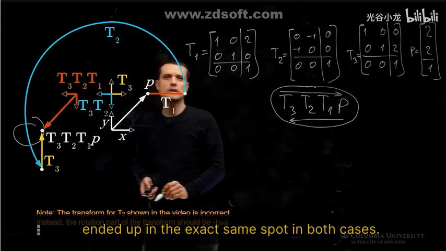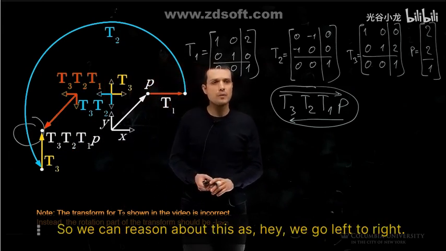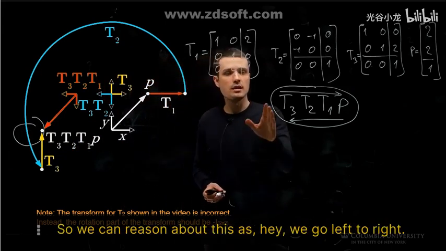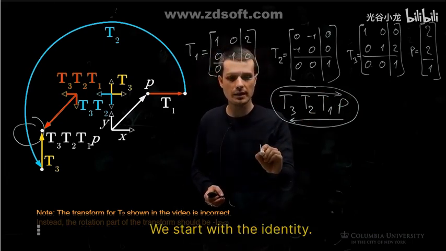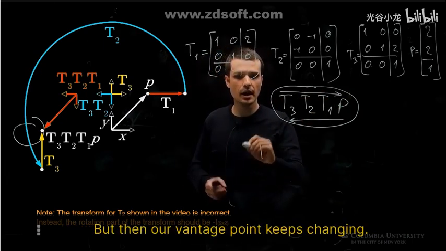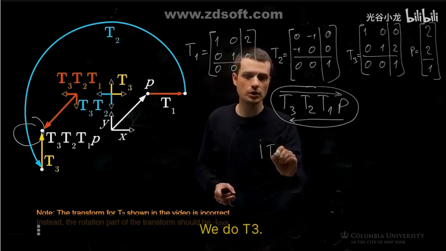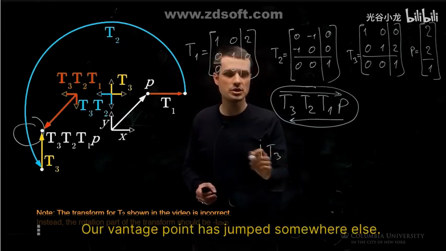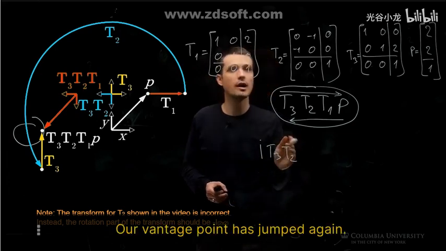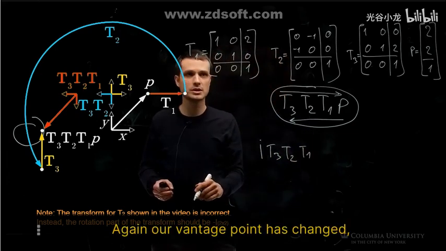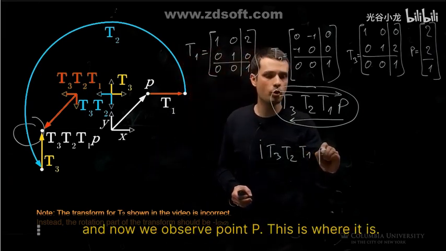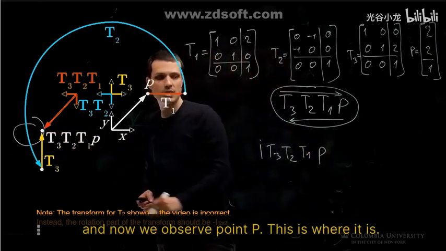Okay? So we can reason about this as, hey, we go left to right, we start with nothing, we start with the identity, but then our vantage point keeps changing. We do T3, our vantage point has jumped somewhere else. We do T2, our vantage point has jumped again. We do T1, again our vantage point has changed, and now we observe point P. This is where it is.